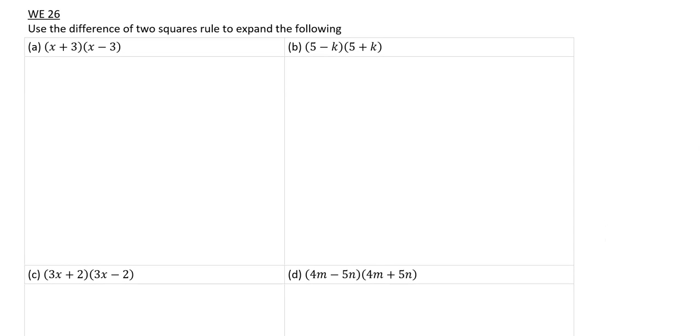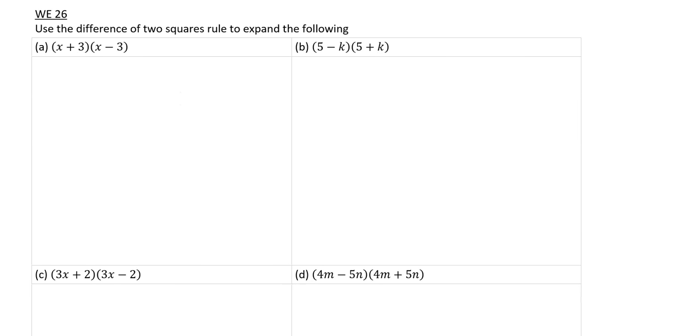Now, this is just expanding. What do we do if we're expanding this? Much like before, I'm going to use the rule, and then actually, no, I'll do it the other way around. I'll expand it as we normally expand it, and then I'll use the rule and show you how it's a little bit quicker.